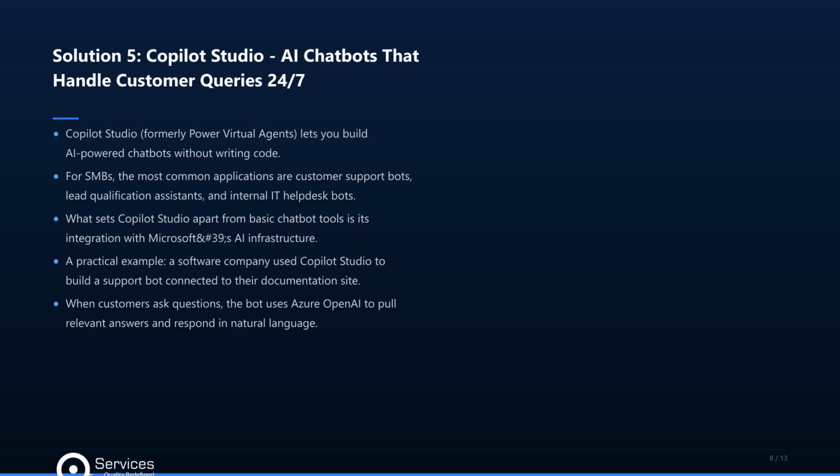You can connect it to Azure OpenAI to give the bot generative AI capabilities, meaning it answers freeform questions drawn from your knowledge base rather than just following a fixed decision tree. A practical example: a software company used Copilot Studio to build a support bot connected to their documentation site. When customers ask questions, the bot uses Azure OpenAI to pull relevant answers and respond in natural language. The bot handles roughly 60% of Tier 1 support queries automatically, freeing the team to focus on complex issues.